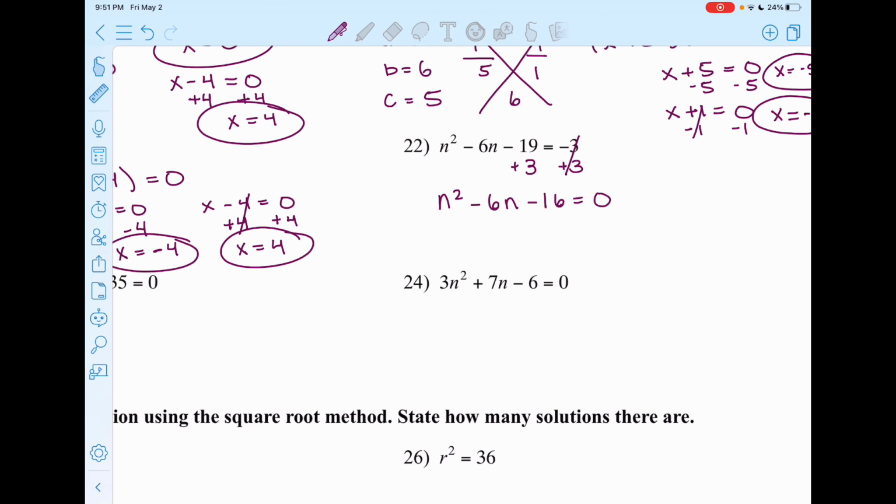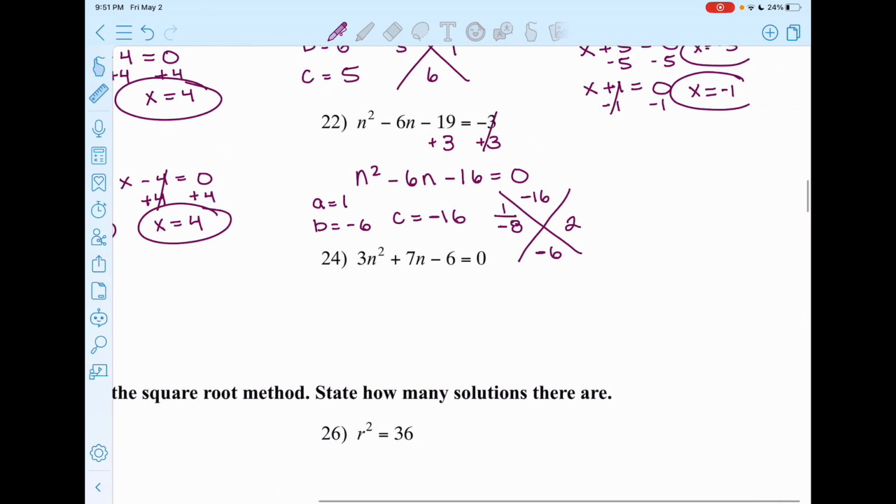And now I factor. There's no GCF. This is not a difference of squares. So this is going to be magic x. My a is 1, my b is negative 6, and my c is negative 16. 1 times negative 16 is negative 16, and I'll have negative 6 on the bottom. Two numbers that multiply to negative 16 and add to negative 6 are going to be negative 8 and positive 2. I then put my a value on top. So my factors will be x minus 8 and x plus 2.